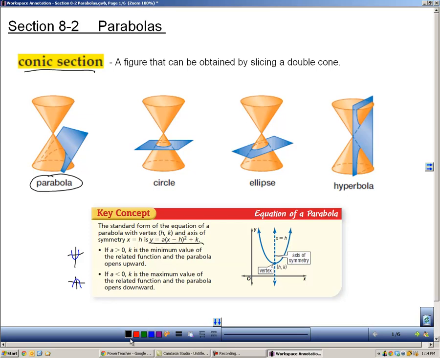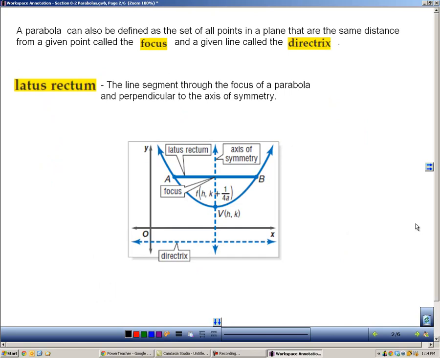Now there's more to parabolas than just what we see here. If you look on this slide, we'll learn about a couple different definitions and words that we can use to describe parts of a parabola. A parabola can also be defined as a set of points that are the same distance from a given point called a focus and a given line called the directrix. In this parabola, you see the focus is right here. It's a point that's somewhere inside of the parabola, and the directrix is this dotted line you see at the bottom. Now a parabola is all of the points that are the same distance from that point and this line.